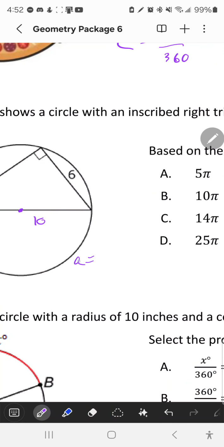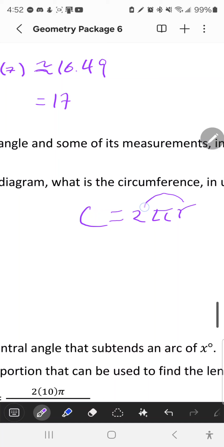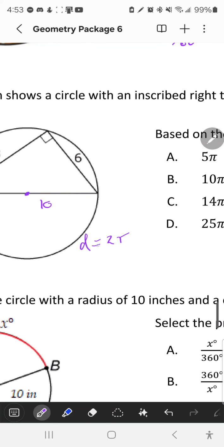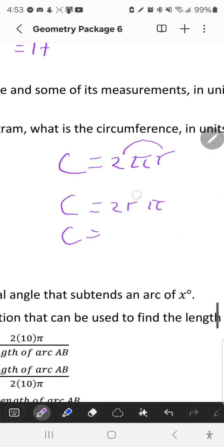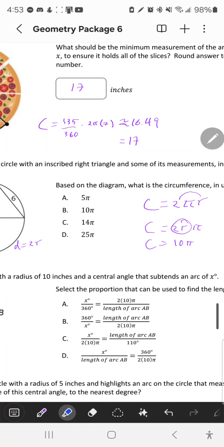Now the diameter is equal to 2R, and as you can see here, we have 2R. So I can say that the circumference is 2R pi. We have 2R, which is 10, so the circumference is 10 pi. And that's it.